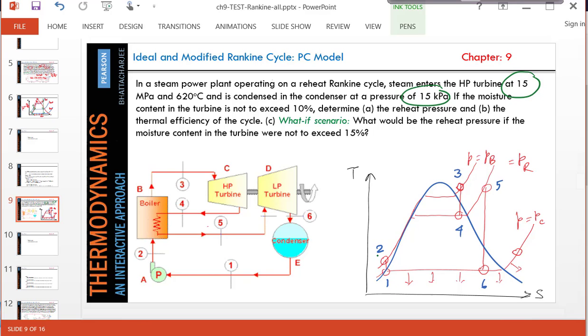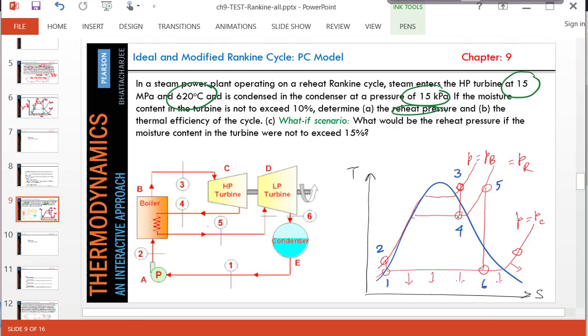From state 2, it is heated in the boiler to the maximum temperature at T3, and it's here, 620 degrees Celsius. And then it expands from 3 to 4 in an isentropic turbine. And about state 4, the reheat pressure is not given. In fact, we are asked to find the reheat pressure. That makes the problem a little more difficult.